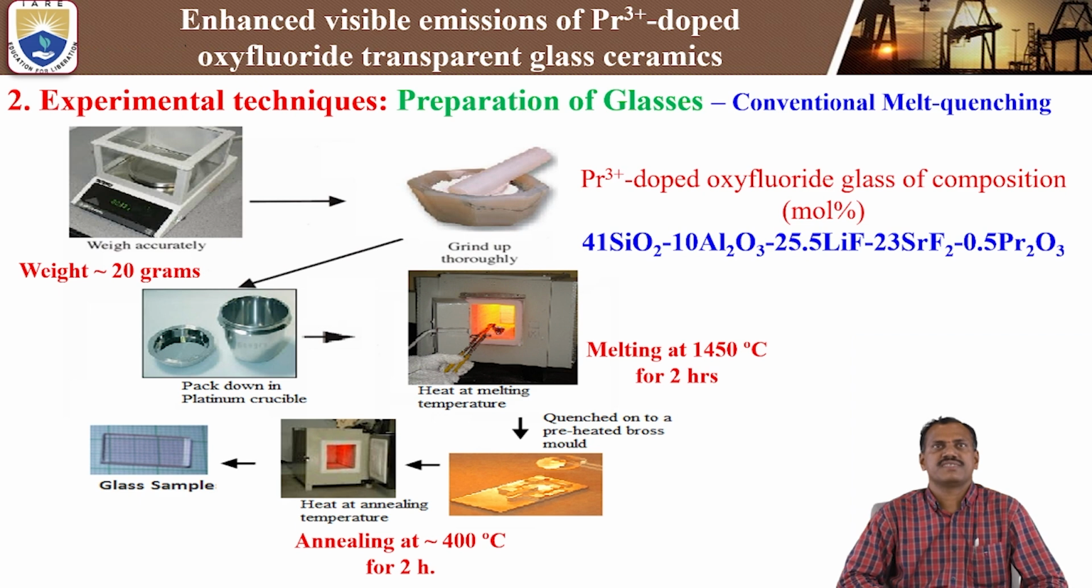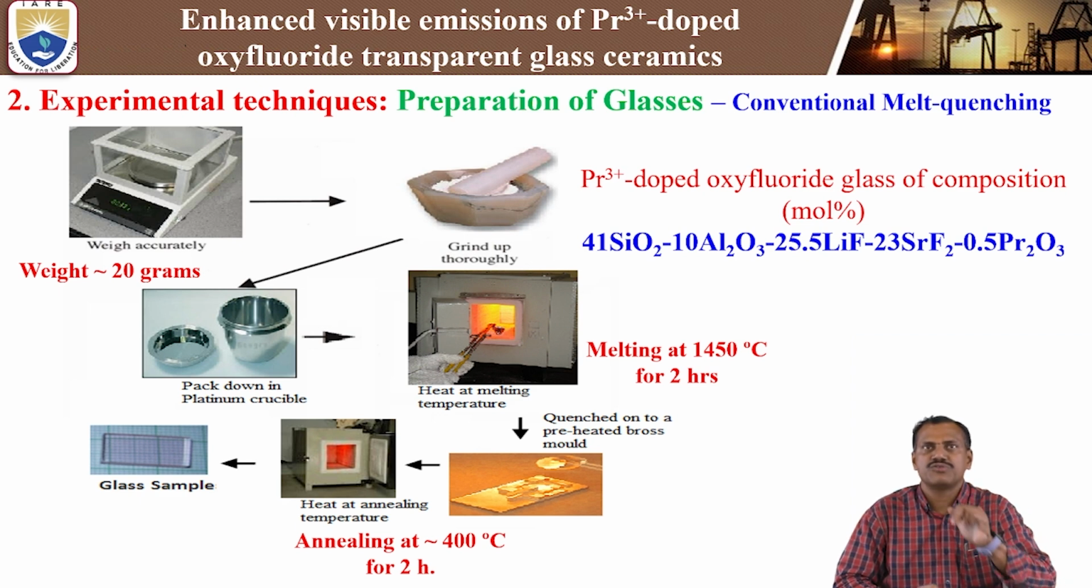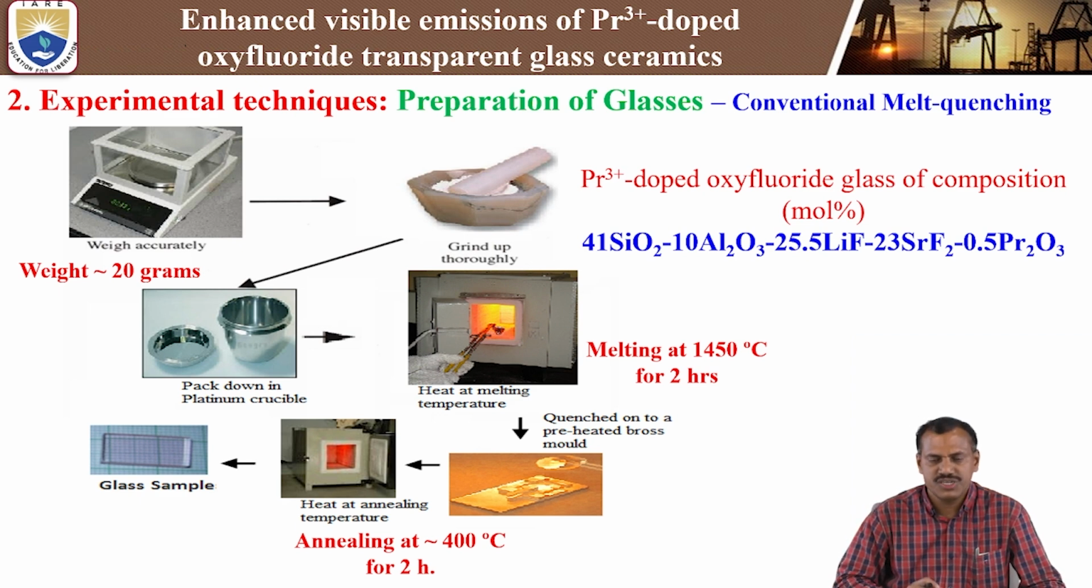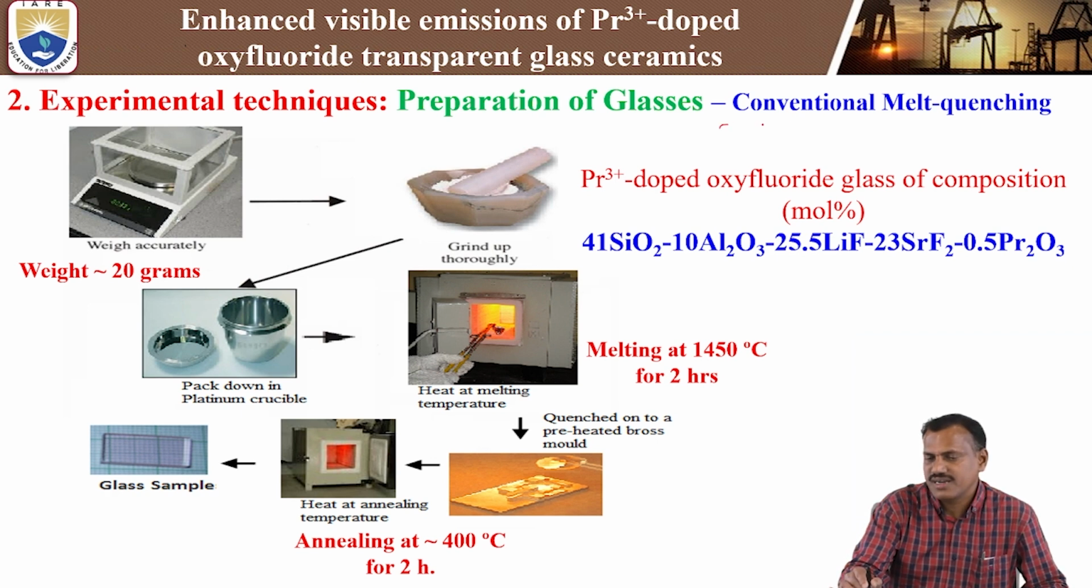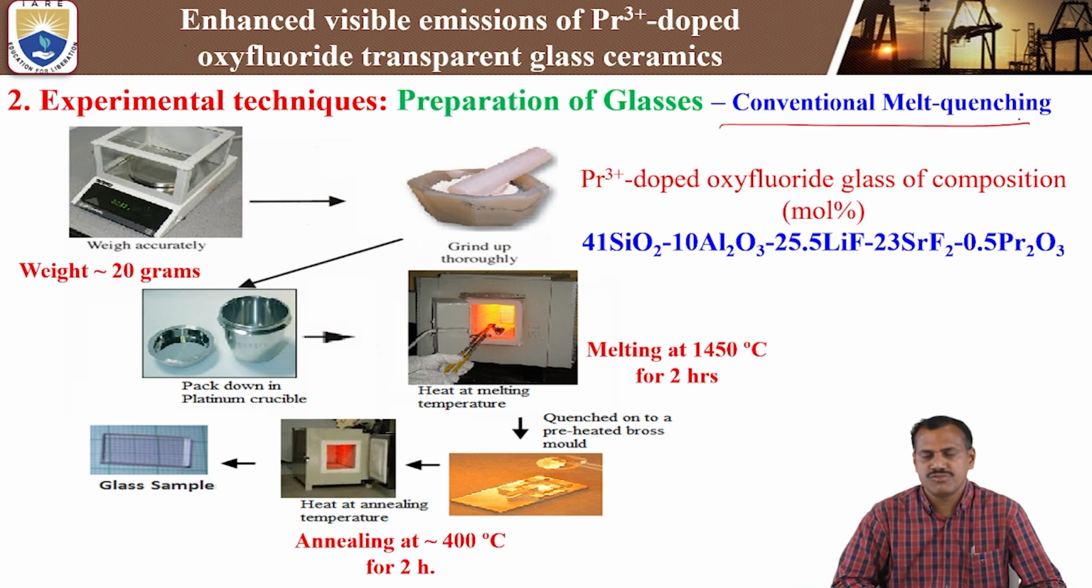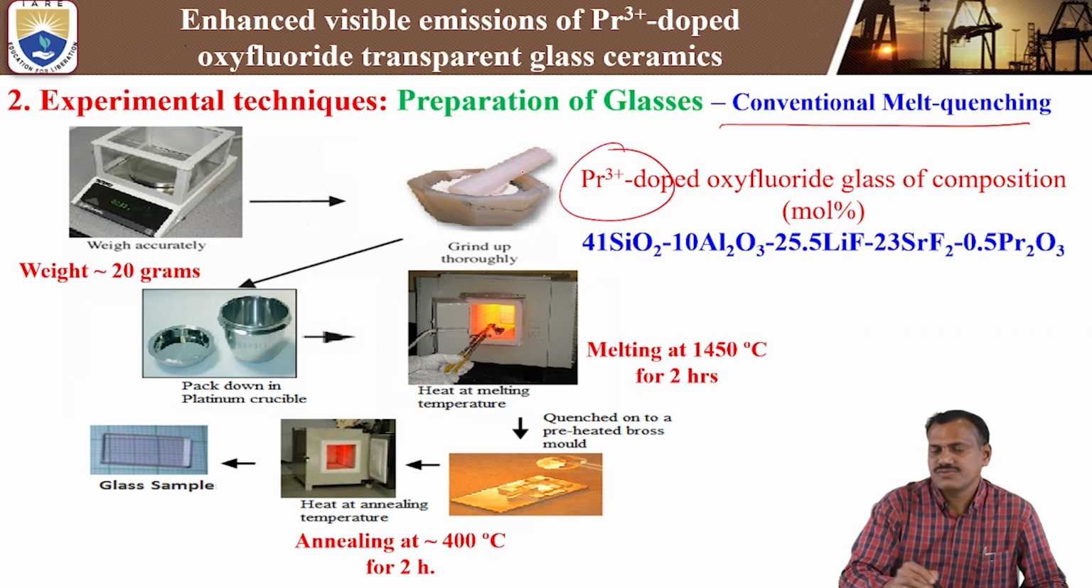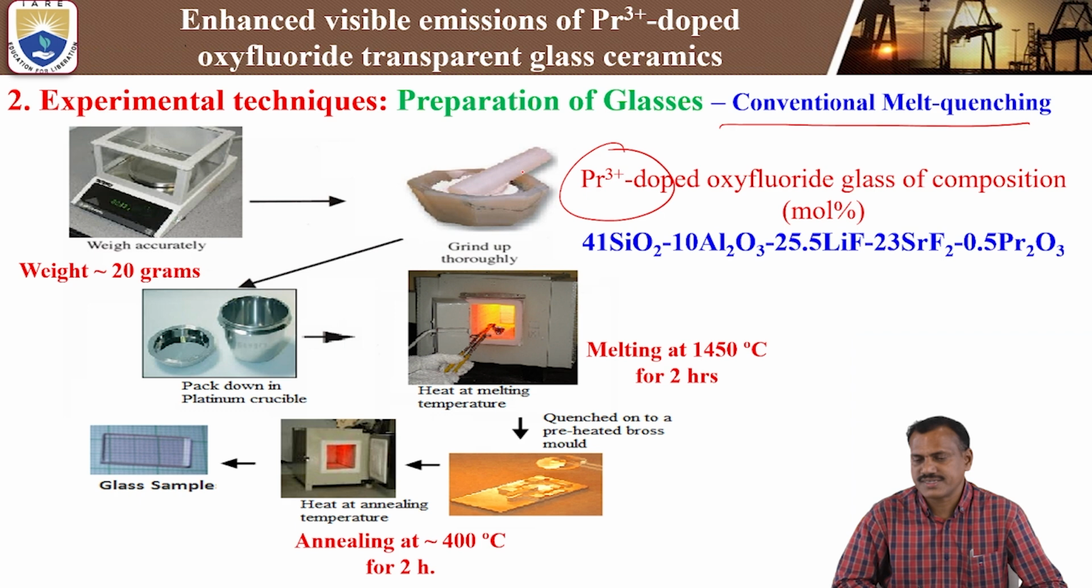Next, coming to the preparation method. So there are 2 steps to prepare the glass ceramics. First step, we need to prepare the amorphous or glassy material. That is by a well-known method called the conventional melt quenching technique. We need to prepare the glass material initially. In our case, we are using a praseodymium 3+ doped oxyfluoride glass system.